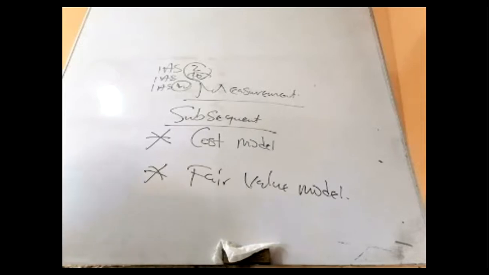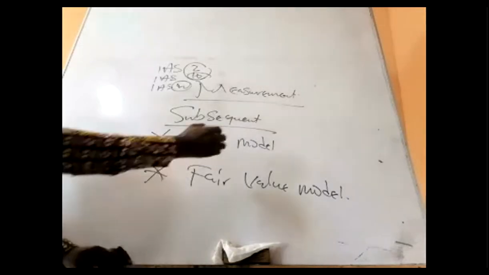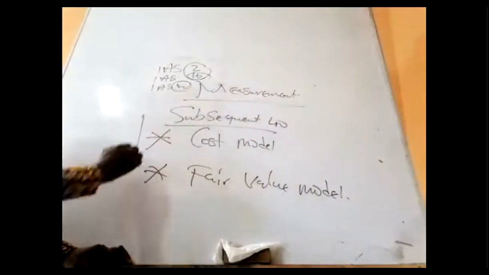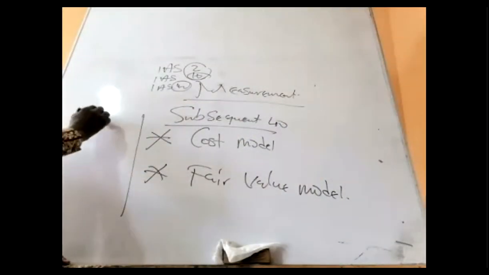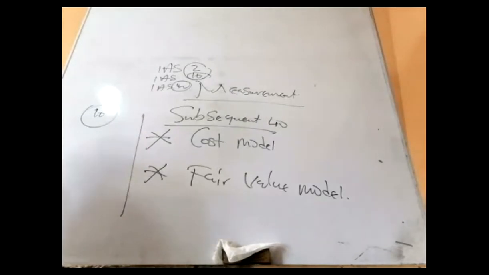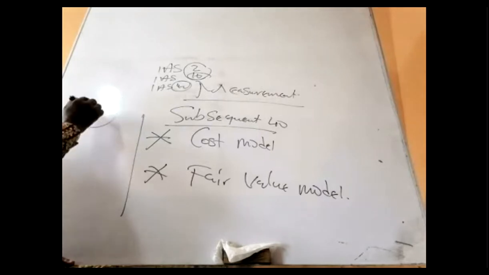So these are the models that we have under IAS 40. Let me put IAS 40 here, and let me also put IAS 16. What are the two models? Subsequently, under IAS 16, what are the subsequent measurements? There are also two. We also have one under IAS 16.